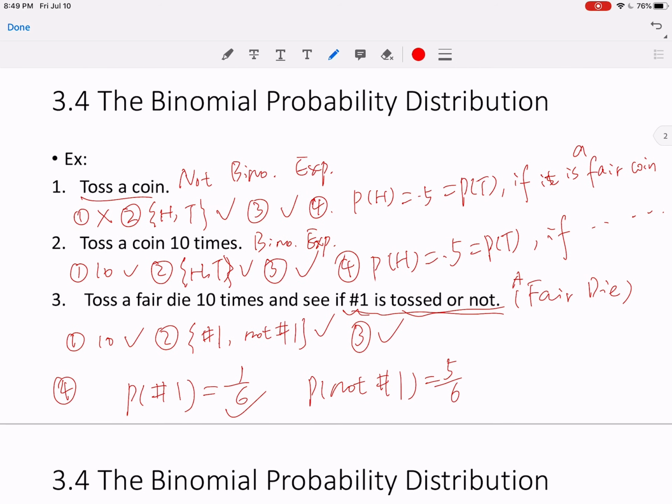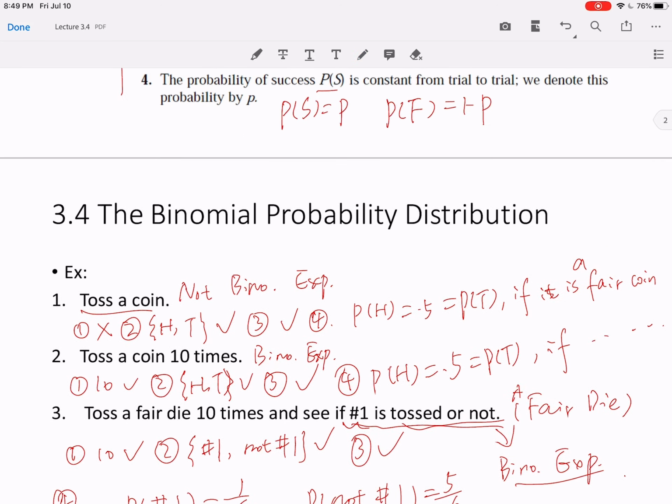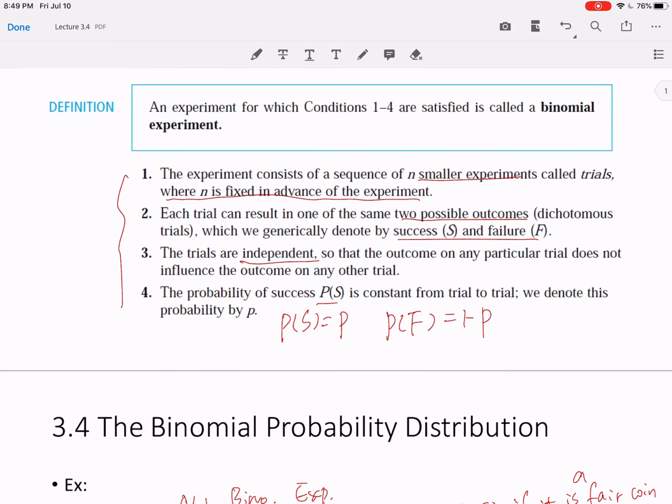Which means this is a binomial experiment. So basically, if we want to determine if an experiment is a binomial experiment or not, we just need to check those 4 conditions one by one. If they're all satisfied, then it would be a binomial experiment.